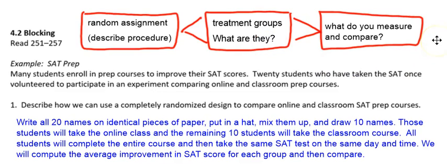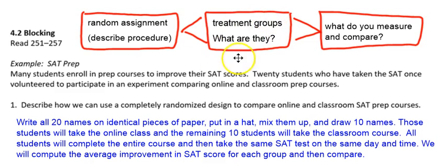How do you describe experimental design? Well, there's three big parts to it. First of all, you have to explain how you're going to randomly assign your experimental units to the treatment groups. Secondly, you need to describe what the treatment groups are. There are at least two, could be more than two.